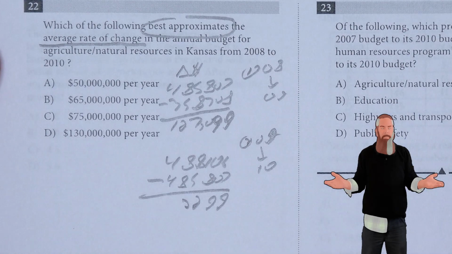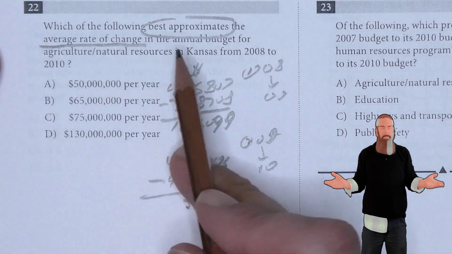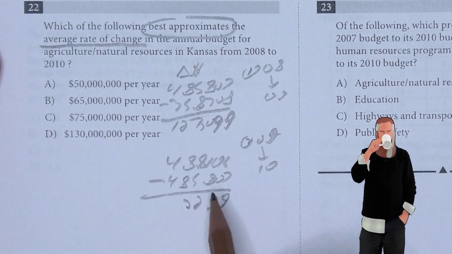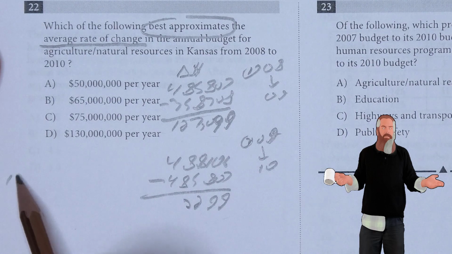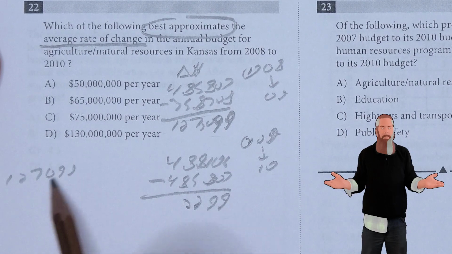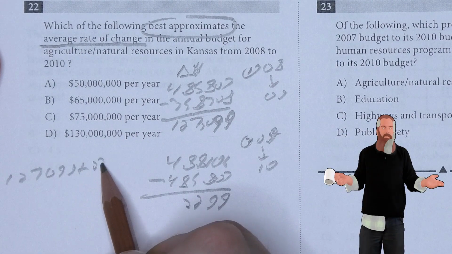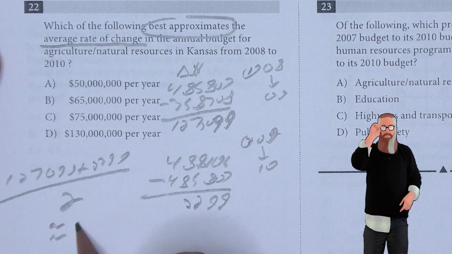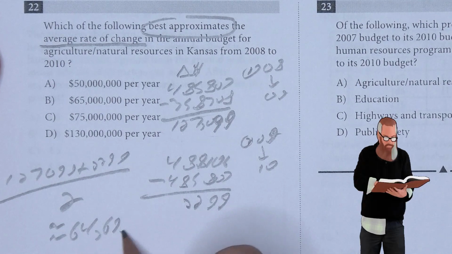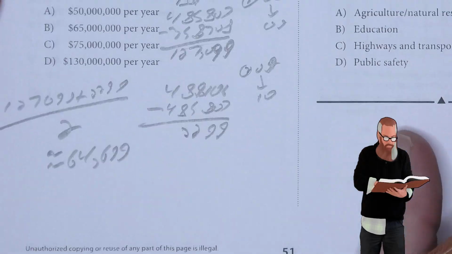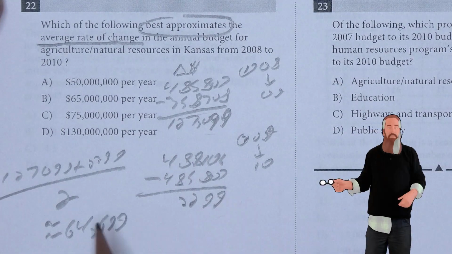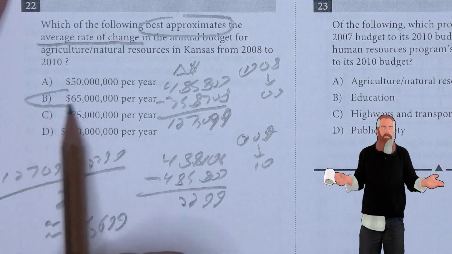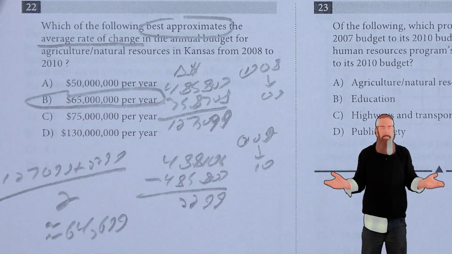But I'm looking again at an average rate of change. Now, I know what the change from one was and the change from the other. So let's average those to say 127,099 plus 2,299 divided by 2. This is going to give us approximately 64,699. Now, remember, we're looking for the best approximation, so the closest we can find to 64,699, and that would be B, 65.